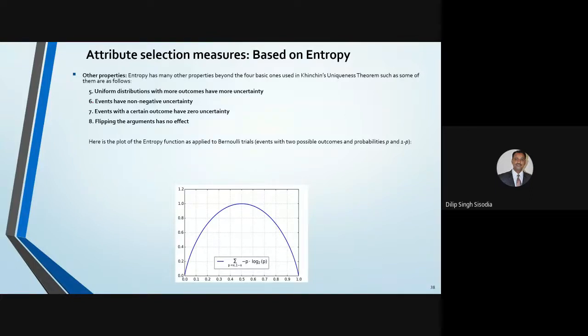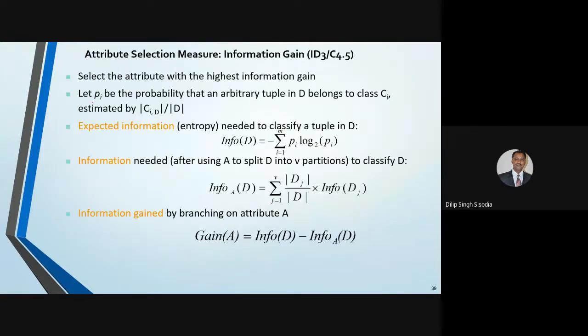Flipping the argument has no effect means suppose we have P1 and P2, we can write it as P2 and P1, so it will not affect. So these are the properties which are satisfied by the Shannon entropy formula. So we use this Shannon entropy formula for computation of entropy.